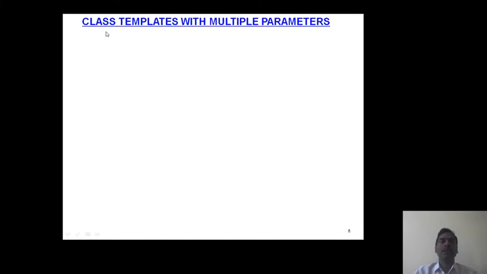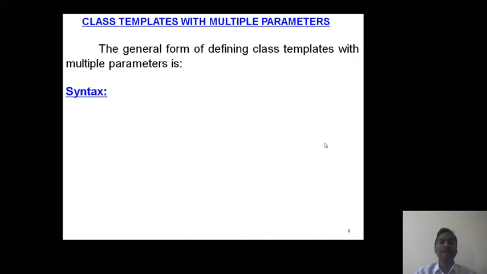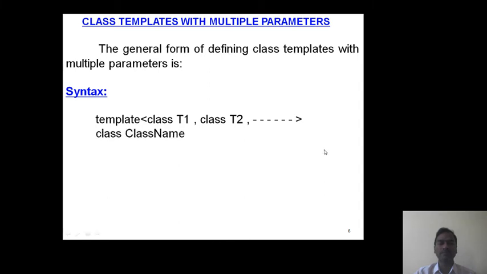Now class template with multiple parameters. Here it is possible to define a class template with multiple parameters. For this, the syntax format is template within angular brackets, here multiple parameters are class T1, comma, class T2, comma, and so on. You can place any number of arguments. Then the class declaration format.